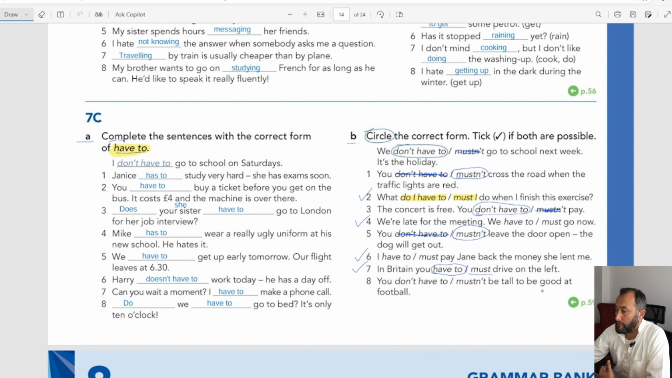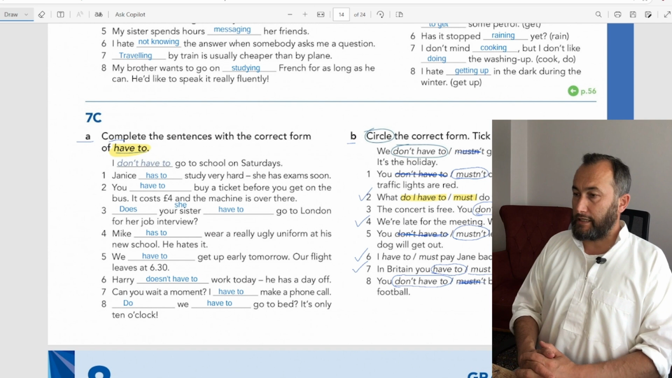Number 8: you don't have to or you mustn't be tall to be good at football. No, I mean, Messi is not that tall a person, for example, right? So to be a good football player, you don't have to be tall. You mustn't, no good. Because you mustn't means you're not allowed, like if you're short, you cannot be. So many football players are not that tall, but they play well. Yes, guys, so that's it.